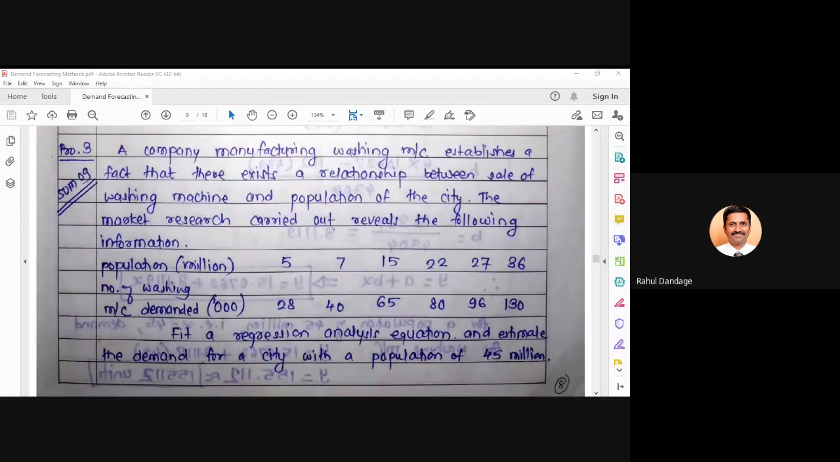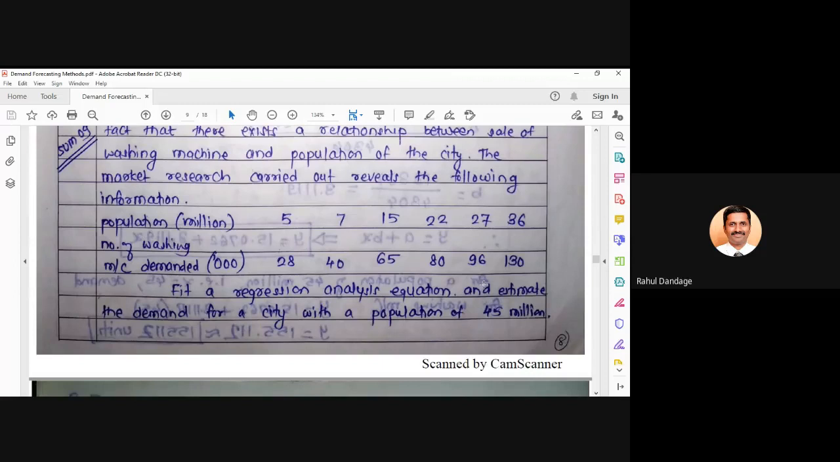So these are various cities, and this is the population of the city: 5, 7, 15, 22, 27, 36. And corresponding to these populations, the number of washing machines which are demanded are 28, 40, 65, 80, 96, 130. So we have to fit a regression analysis equation, and we have to find out the estimate of demand for a city which is having population of 45 million. So please note down this, and once it is complete, please tell me.